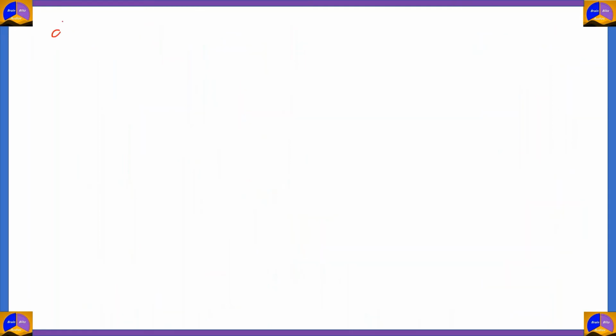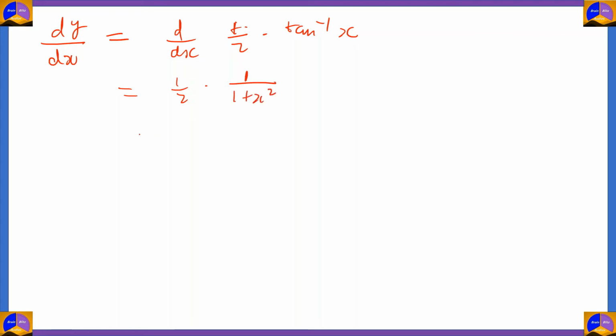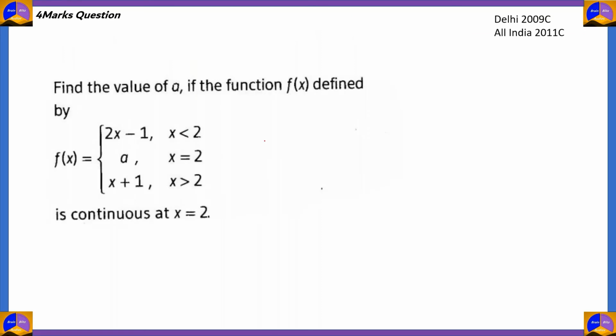From here onwards, it's just differentiation. So dy by dx will be equal to d by dx of 1 by 2 times tan inverse x. And the differentiation of tan inverse x is 1 by 1 plus x squared. So we'll get 1 by 2 into 1 plus x squared as our final answer. So that's the second question done. Now we'll move on to the final question.